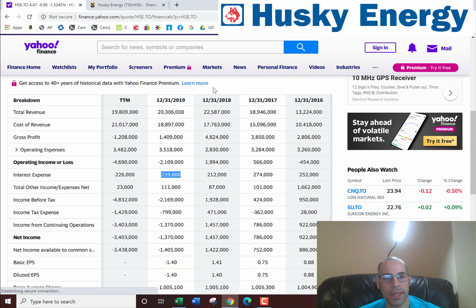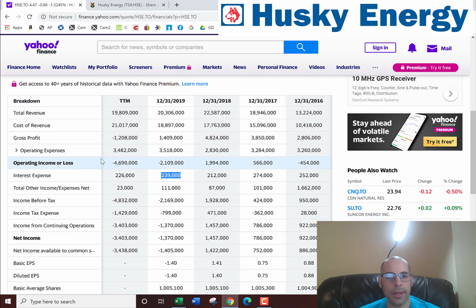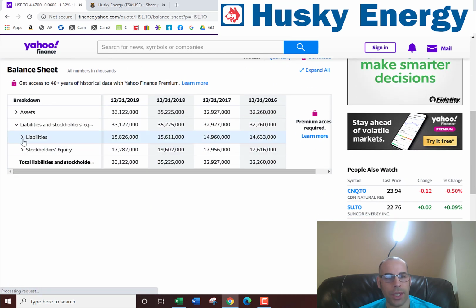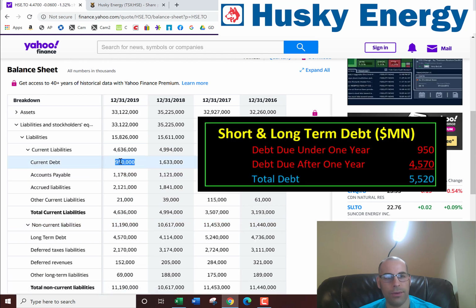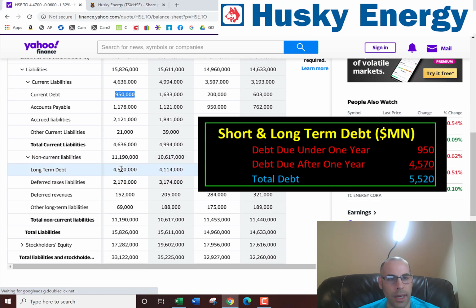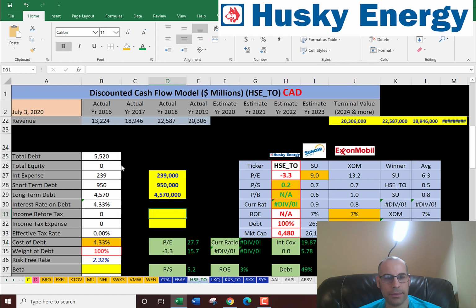So their interest expense is $239 million. That's the interest they pay on their debt. That's on the income statement. And let's see how much debt they have. We'll go to the balance sheet. We'll go to the liability section. And current debt of $950 million. That's debt due within 12 months. And long-term debt of $4.6 billion. That's debt due after 12 months.